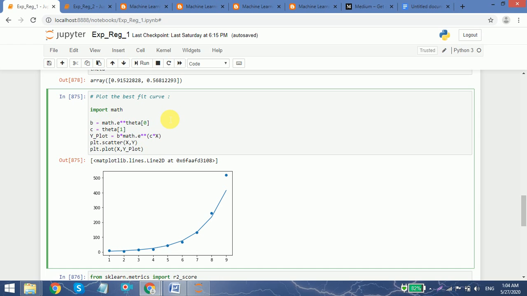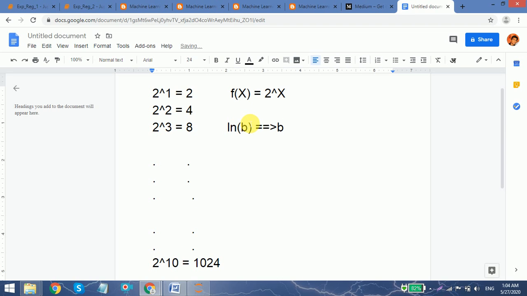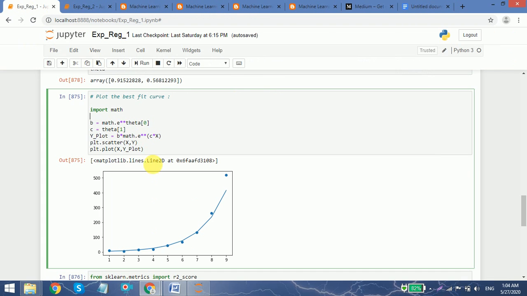Okay, so let me say that if we have ln of b and we want to find the value of b, then what we do is we take e raised to the power. That way we can get the value of b. You might have already heard about this in your high school or college lectures.